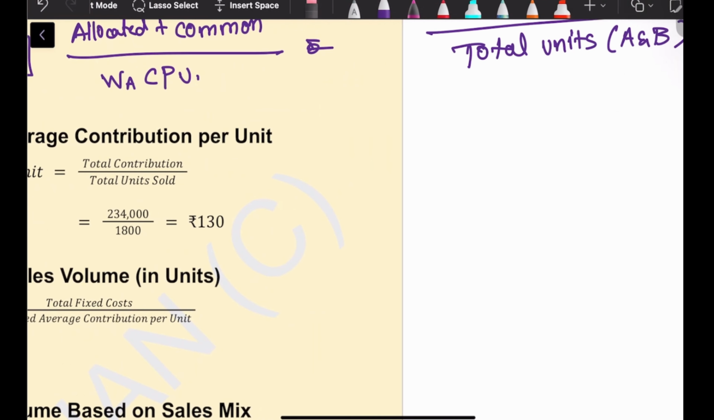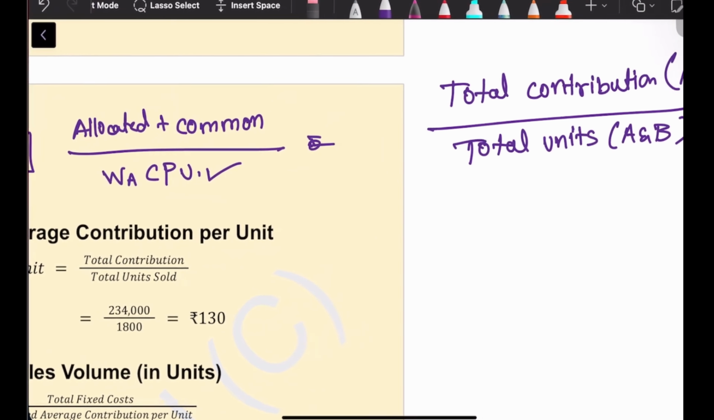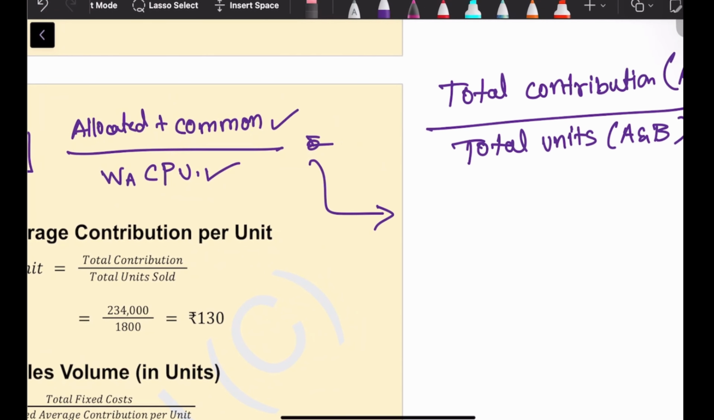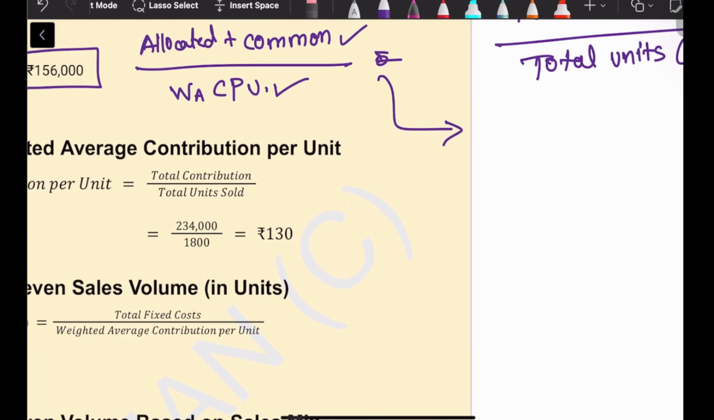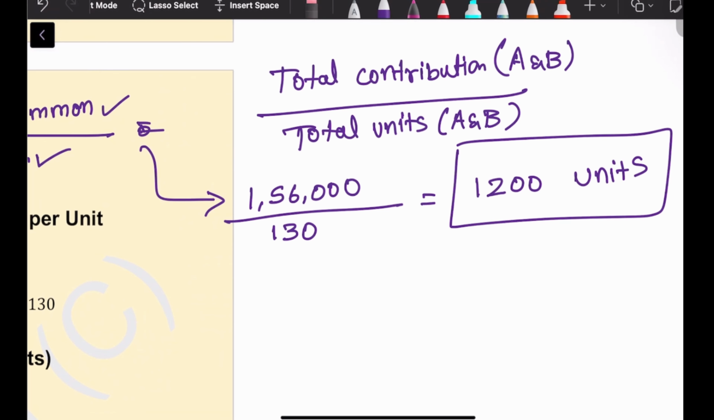So now I have got the weighted average contribution per unit. Then I have the total fixed cost. Now I can calculate my break even. Total fixed cost, how much is it? 156, correct? Divided by 130. I will get 1200 units. So my break even as a combination of A plus B, A plus B, I should produce 1200 units.